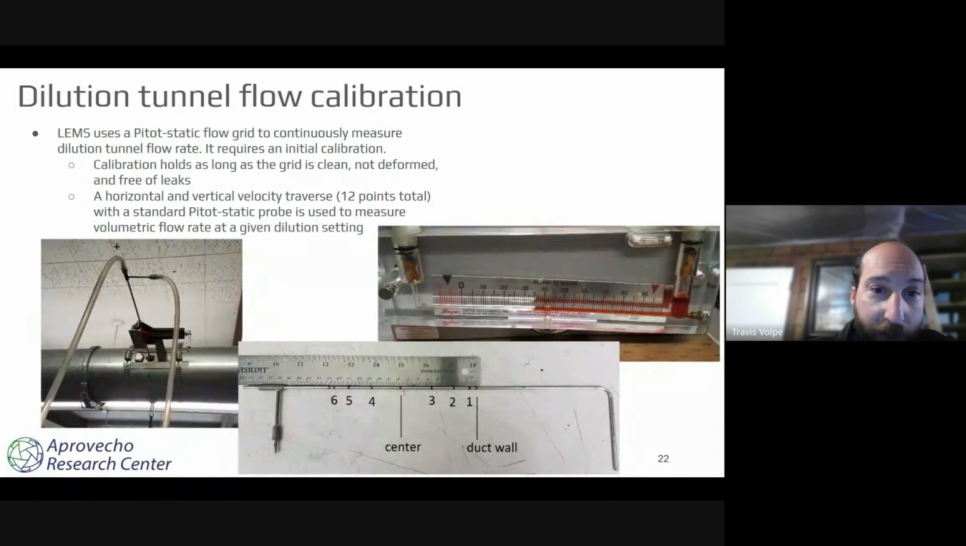The horizontal and vertical velocity traverse, which again is done over 12 points in total, uses the standard pitot-static probe and measures the volumetric flow rate at a given dilution setting. And we monitor this with an inclined manometer, which is a very sensitive pressure gauge. You can see it with the red dye in the image on the right side of the slide.